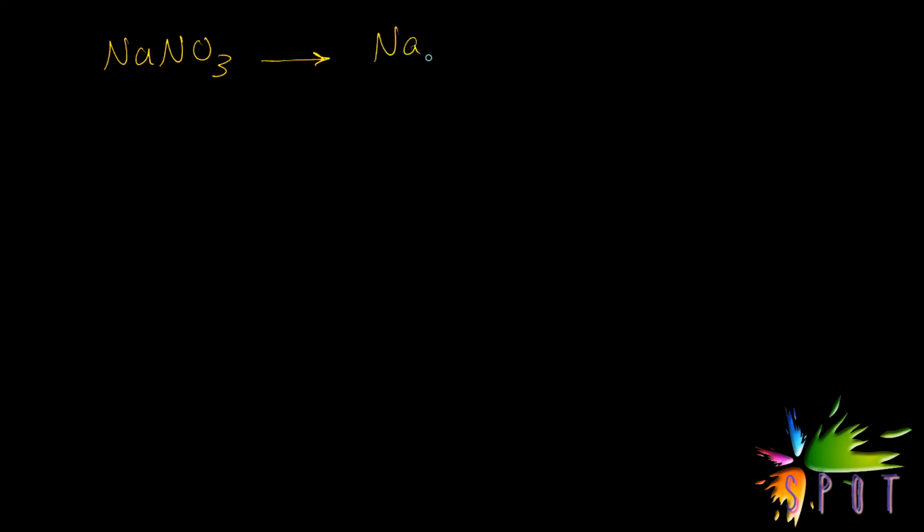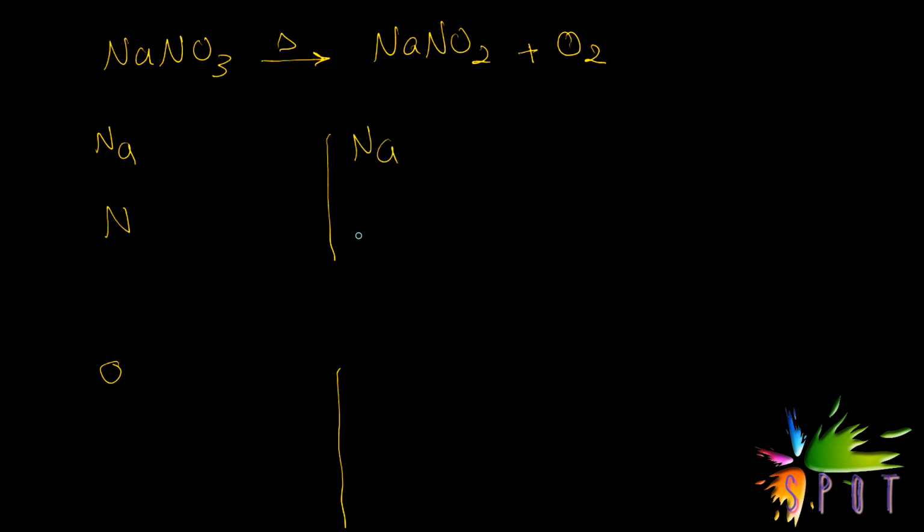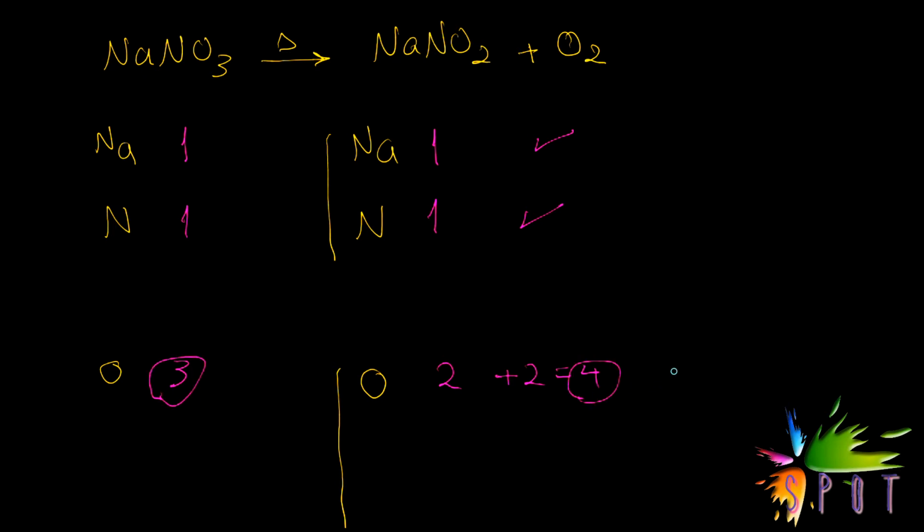Decomposition of sodium nitrate by heat to give sodium nitrite and oxygen gas. There are 3 elements in each side: Na, N, and O. As you see, the number of sodium atoms in both sides are equal. 1 atom in each side. Also the number of nitrogen atoms in both sides are equal. 1 atom in each side. But notice that the number of oxygen atoms in the two sides are not equal. 3 in the left. And 4 in the right. And that makes the equation not balanced.